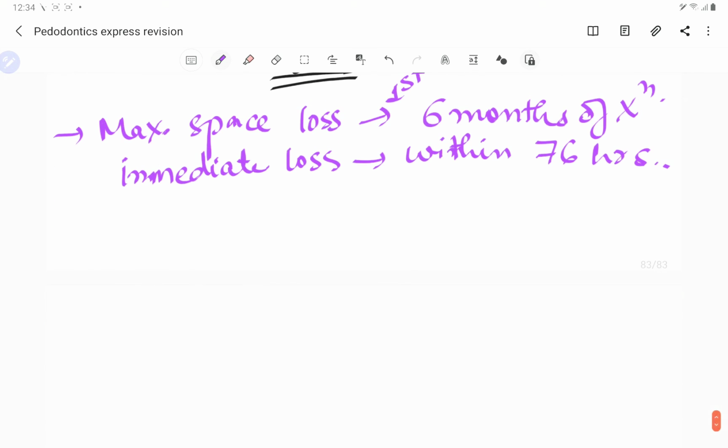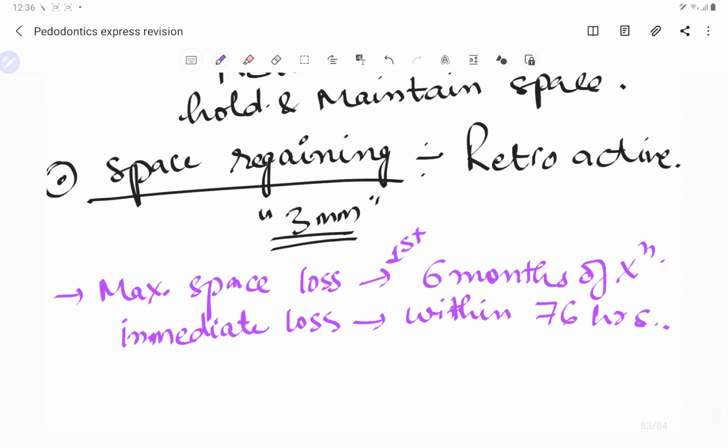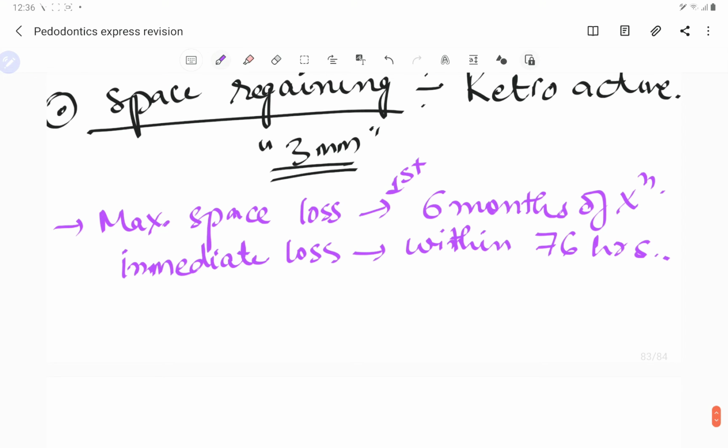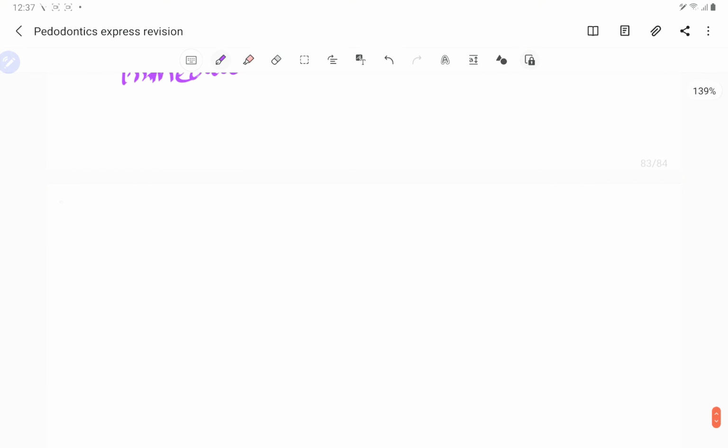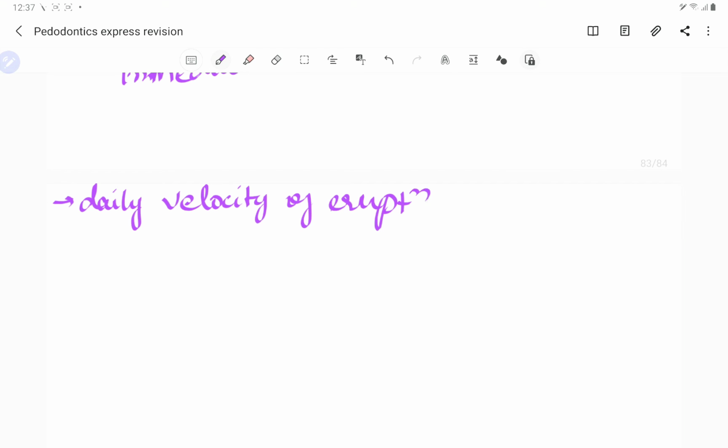So guys, the space maintainer should be placed ASAP after the primary teeth are removed. As soon as we are doing the extraction of the primary teeth, we need to put the space maintainer for the permanent teeth. It requires 4 to 5 months to move the tooth to penetrate 1 millimeter of the bone. The mean daily velocity of eruption is seen to be 71 micrometers per day.